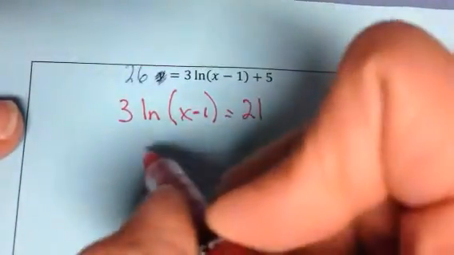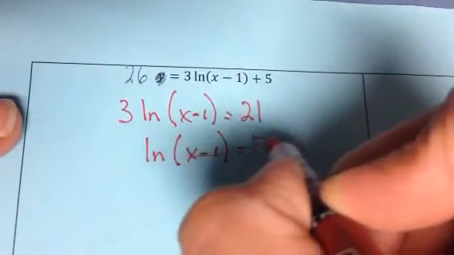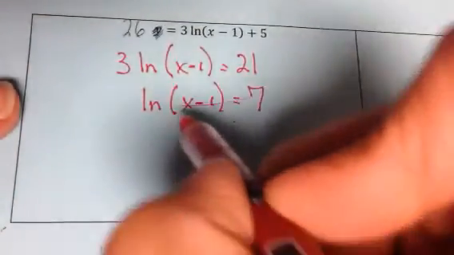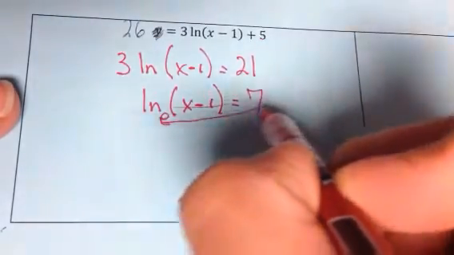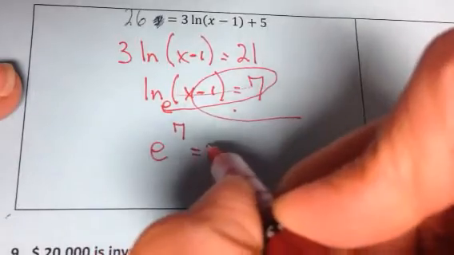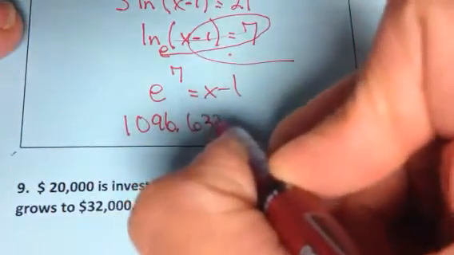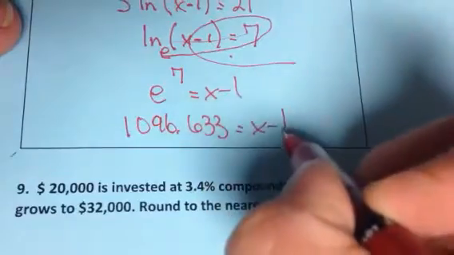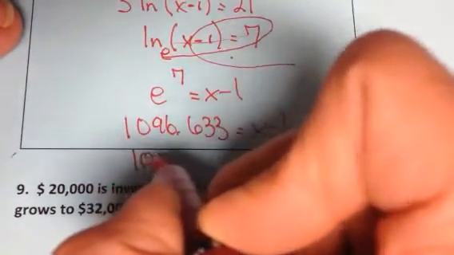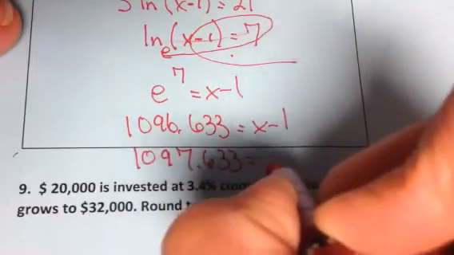I'm going to move 3 by dividing it. So that gives me 7. And now I'm ready to do my e. Let's put our base. So e to the 7th power equals all of that. And then you can go to your calculator, figure out what e to the 7th power is. It's this. And now to get x by itself, just add 1. So your answer is 1097, and then your decimal.